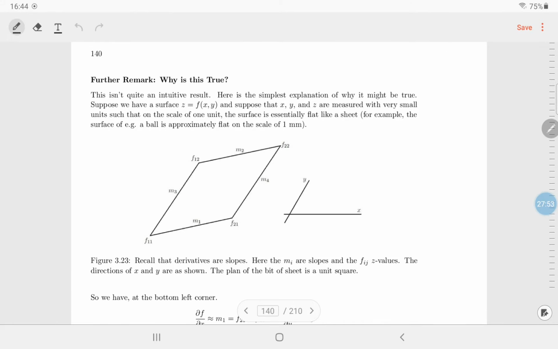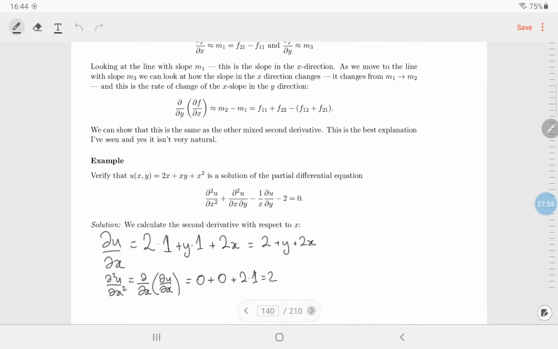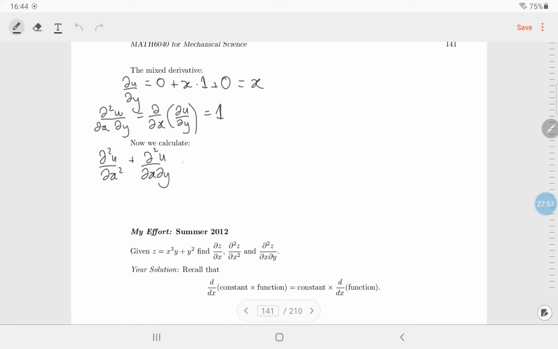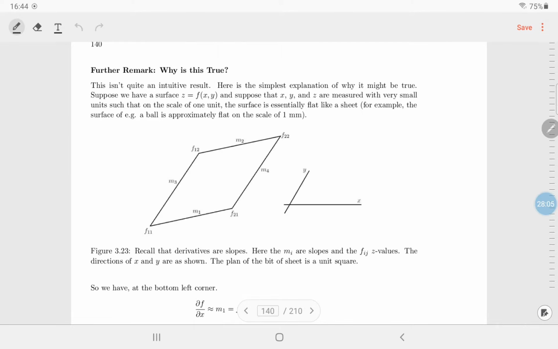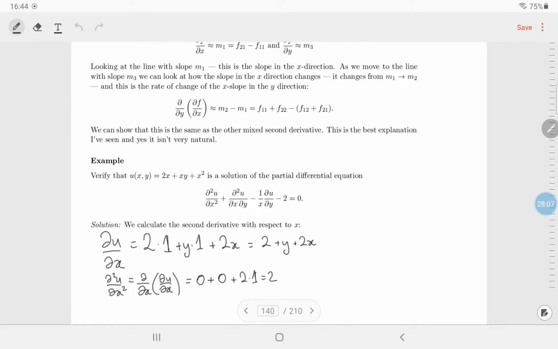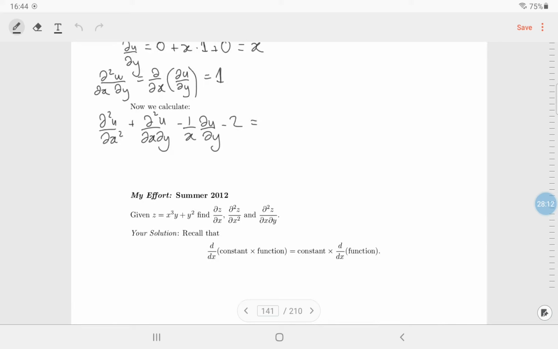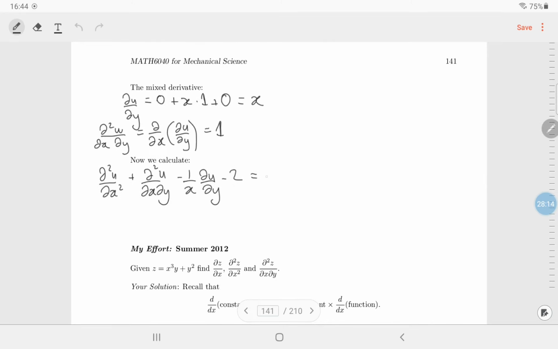I think it's minus 1 over x times the derivative of y minus 2. So this is what we're calculating. The second derivative, let's go back and see what that was: 2. The mixed derivative is just up there, plus 1.